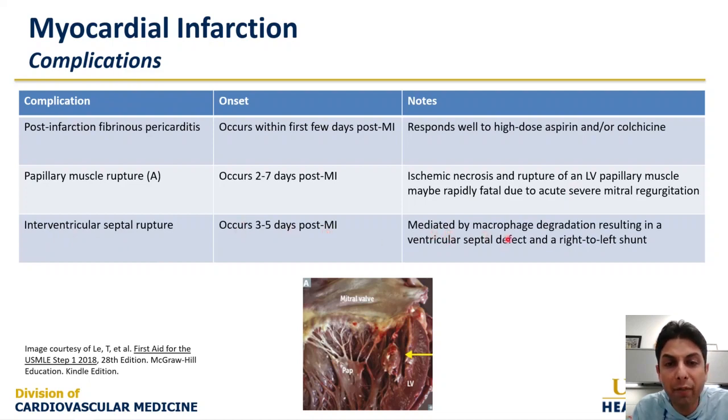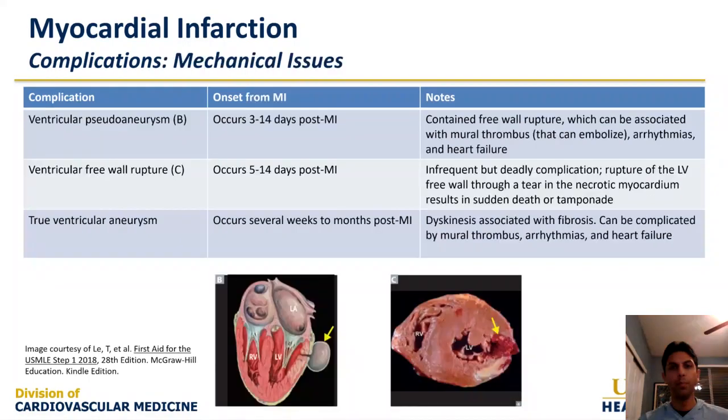That's mediated by macrophage degradation resulting in a ventricular septal defect and a left-to-right shunt. I want you to pay attention to 3 to 5 days, and what's happening at the histological or microscopic level is relevant because the degree of necrosis is what mediates the damage and ultimately the complication. Now, shown here is a papillary muscle rupture. So you see that one of the papillary muscles has ruptured, and that's, again, shown in this diagram. It's probably the anterior lateral muscle as opposed to the posterior medial one.